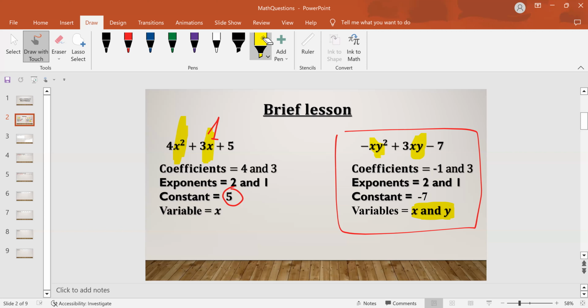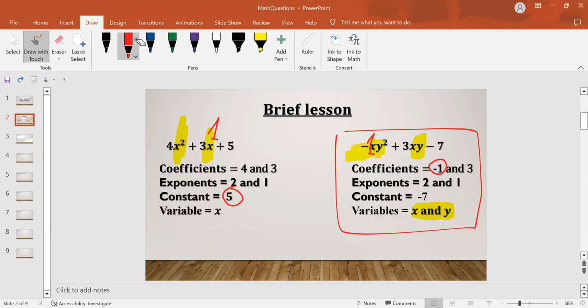Now, if you see negative x y squared, you have a negative in front of the x. That negative means negative 1. So again, there is an invisible 1 there. Therefore, we can say that one of the coefficients is negative 1. Every time they ask you for coefficient, you take the number with its sign. Now the other coefficient is 3, because we see 3 in front of, again, a variable. And it's a positive 3.